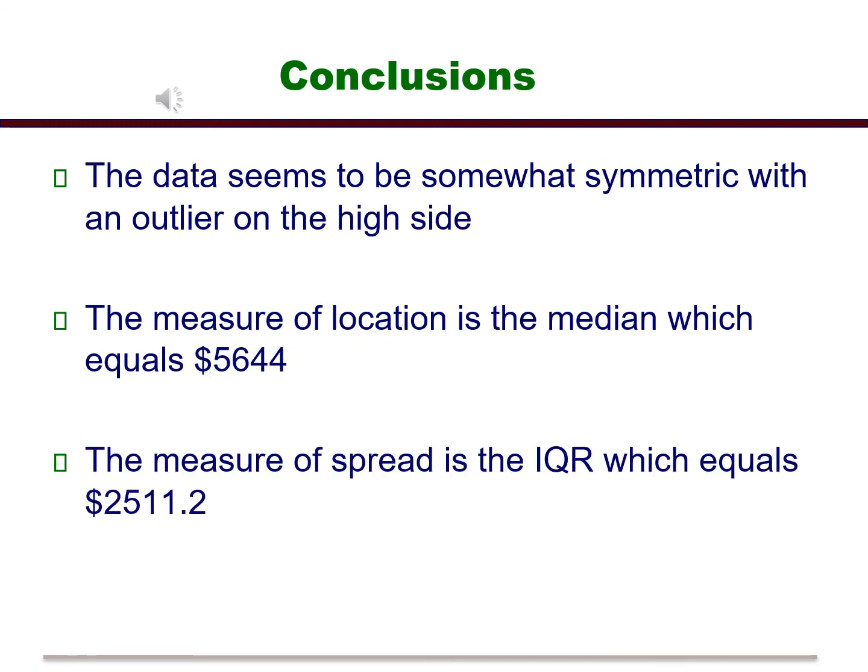Here are the conclusions. Number 1, the data is somewhat symmetric, although it has an outlier on the high side. Number 2, the measure of location that we will provide is the median, which is $5,644. Number 3, the measure of spread that we will provide is the IQR, which is $2,511.20. Now let's give the real-world answer.